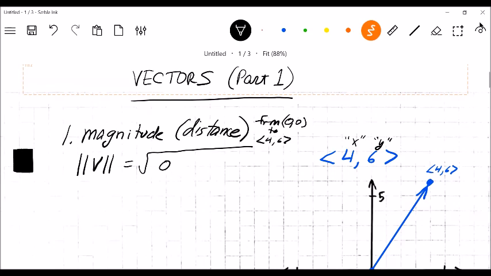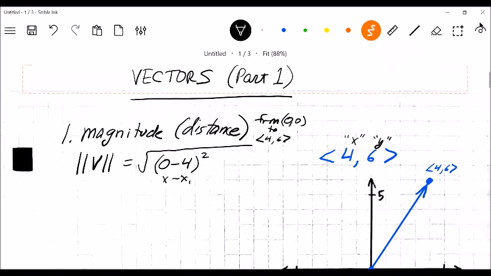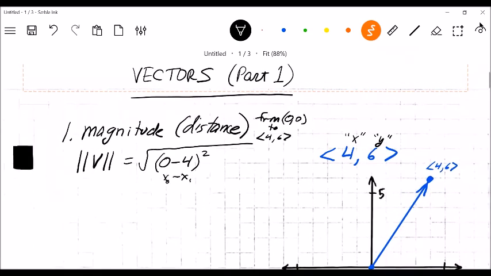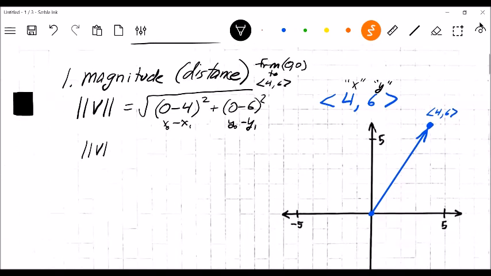So it's really going to be the square root of 0 minus 4 squared, sort of like x minus x. Okay, and this being the x1 because that's the x where it's 0. Plus 0 minus 6 squared, and this is like the y of 0 from the origin minus the first y, or the only y that we have. Okay, well, now let's actually start those calculations. That's negative 4 squared, square root of all this, plus negative 6 squared.